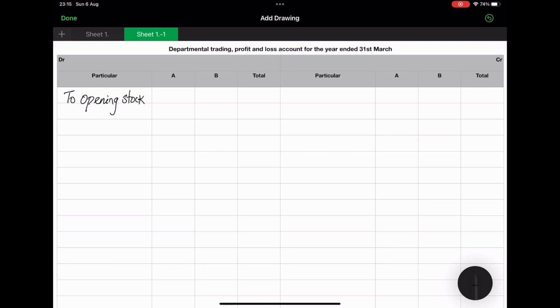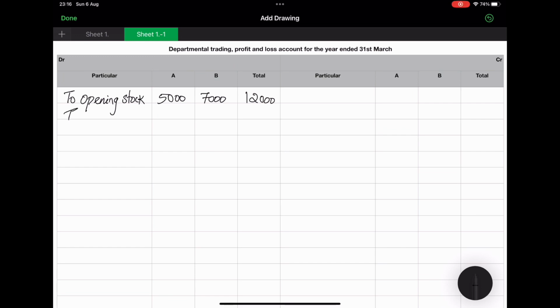Students, before solving the problem, kindly write down the questions. Then only you are going to understand the problems clearly. Okay, so opening stock 5,000 for department A, for department B 7,000. Total, we have to add both departments A and B: 12,000. If we add 5 plus 7, we are going to get 12,000.